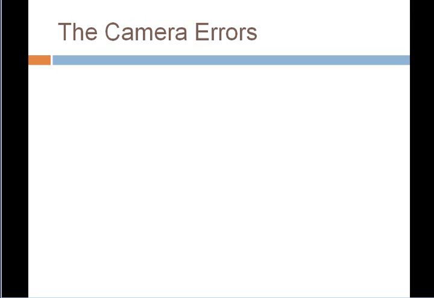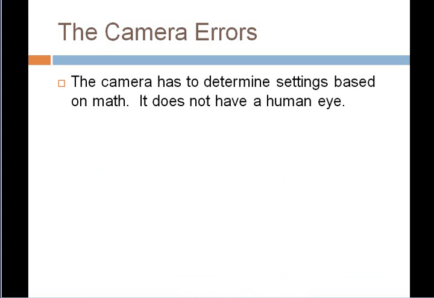The camera errors. The camera has to determine settings based on math. It does not have a human eye. They have to come up with some mathematical way to get the camera to work automatically for you, and it is based on math, and sometimes you cannot cover all things with math, so they just have to do their best.